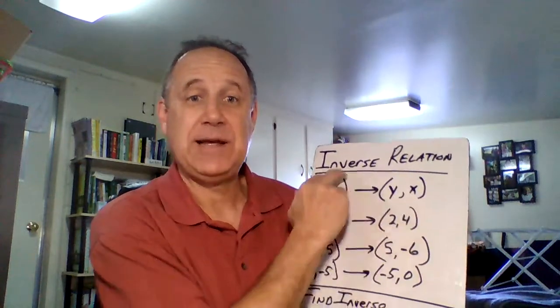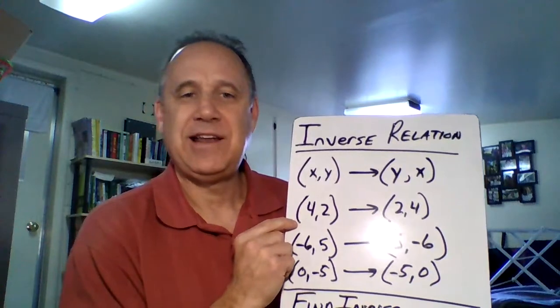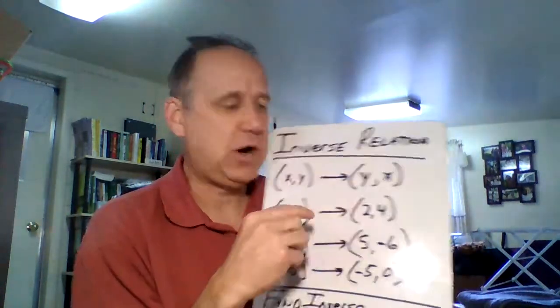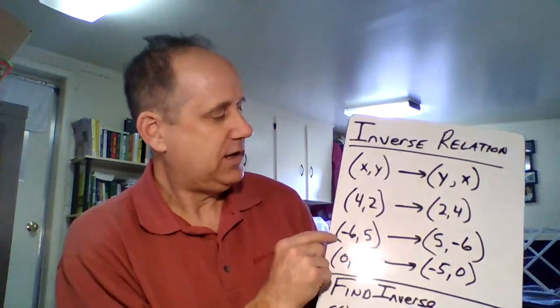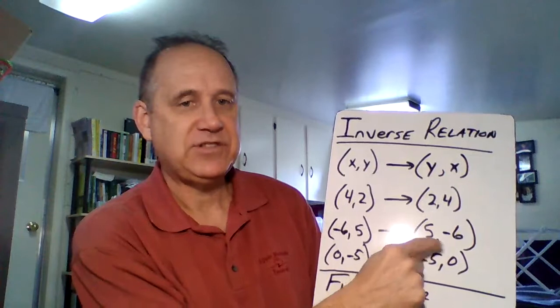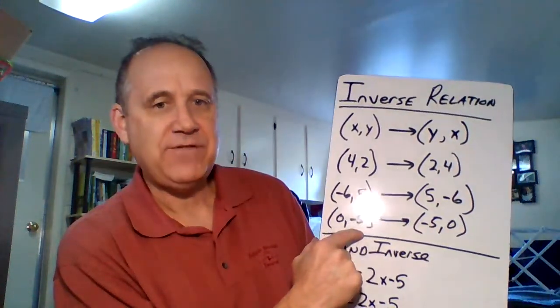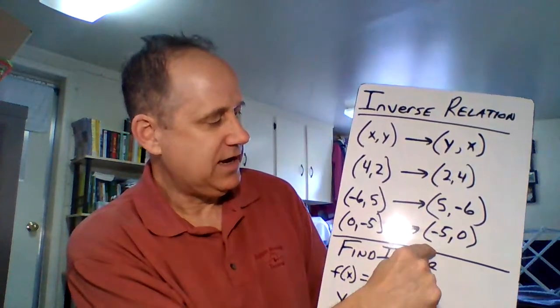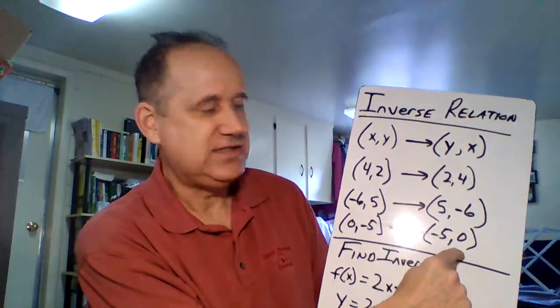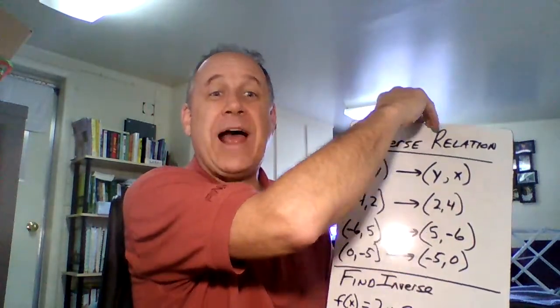So let's take a look at a few examples here. 4, 2. If I have 4, 2, if I take the inverse of it, I just switch the x and the y, I come up with 2, 4. Negative 6, 5 changes to 5, negative 6. Negative 0, negative 5 is going to turn out to be negative 5, 0. Okay? So now let's take a look at what that's going to look like if we graph it. So the inverse of an ordered pair is just when you switch the x and the y.